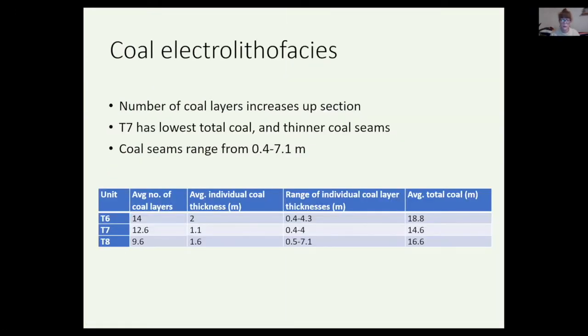The focus was the coal. The number of coal layers increases up section from the T8 to the T6, despite the fact that the total unit thickness is decreasing up section. Although the T7 had the lowest total coal and the thinnest coal seams. The coal seams range from 0.4 to 7.1 meters, with that 7.1 meter seam marking the top of the T8. So it's a really nice horizon to run some extractions, which I'll show in a minute.